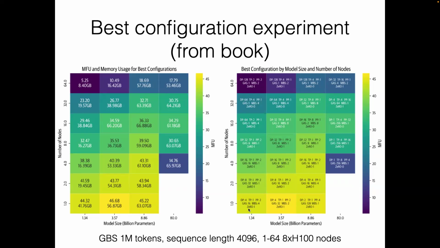Here's just showing you all of these different experiments that they performed in this book. So this will be with a fixed model architecture and fixed global batch size and sequence length. And then they have up to 64 nodes. On the x-axis, they're varying the model size. And on the y-axis, they're varying the nodes. And then each one of these will be some different configuration. So for instance, here with the small model, let's see, the lighter is better. So it turns out to be best to actually use just one node.